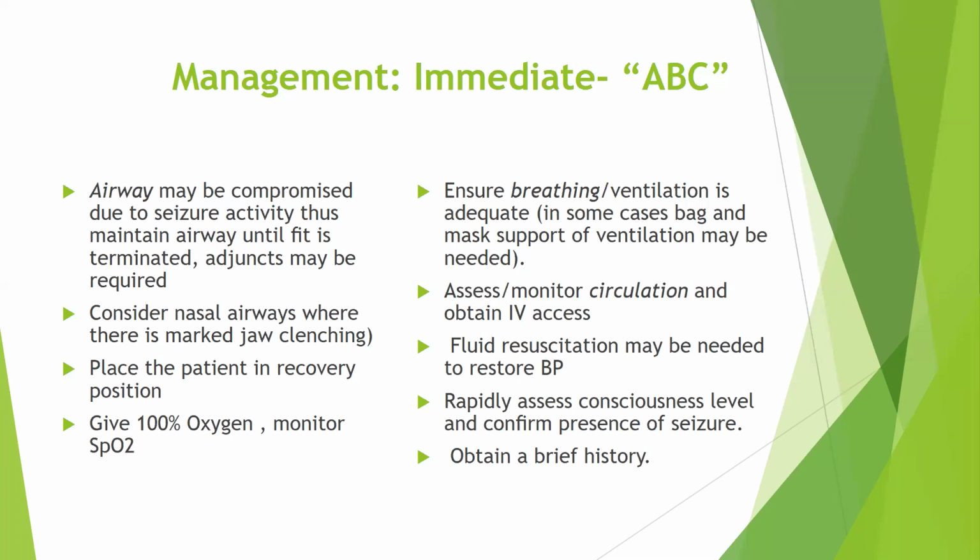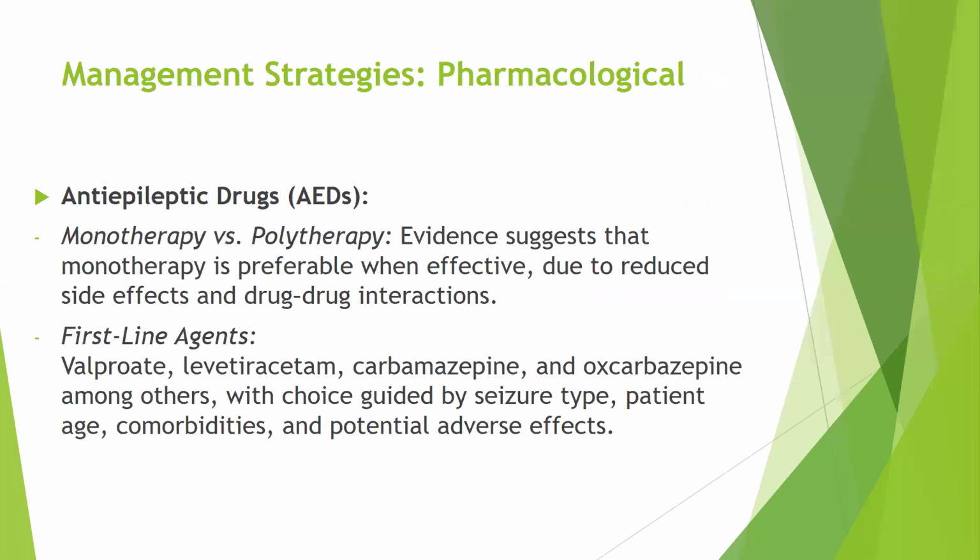So for an airway adjuvant, consider your nasopharyngeal airway instead, because you could have jaw clenching and you will not be able to open the teeth. So to prevent total airway collapse, you can use your nasopharyngeal airway. All right, put the patient in the recovery position. You want to ensure that the patient is breathing, and in some cases, do bag mask ventilation. All right, you want to assess and monitor circulation and quickly obtain IV access. Sometimes you may require some aggressive fluid resuscitation, and you assess the conscious level as you confirm the presence of seizure.